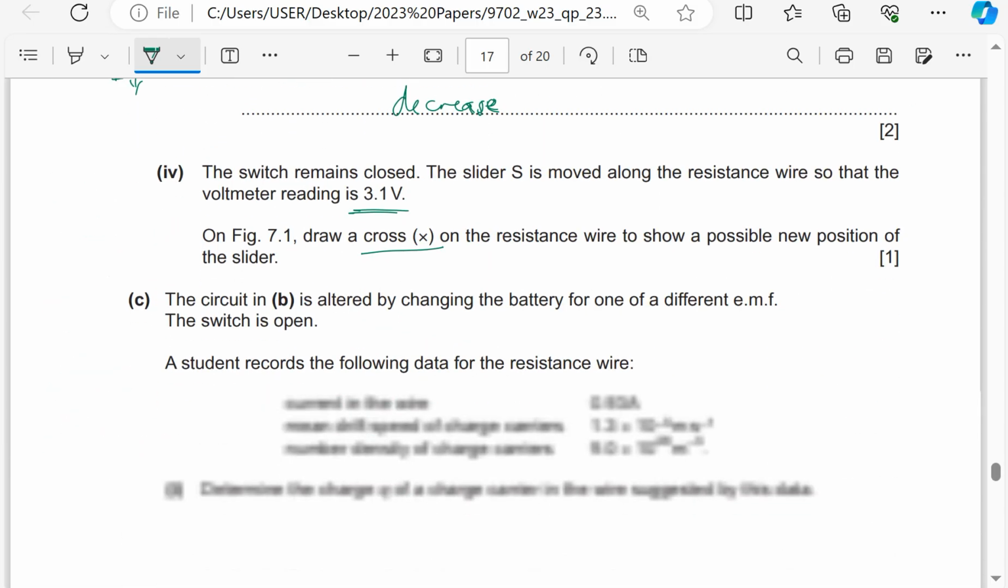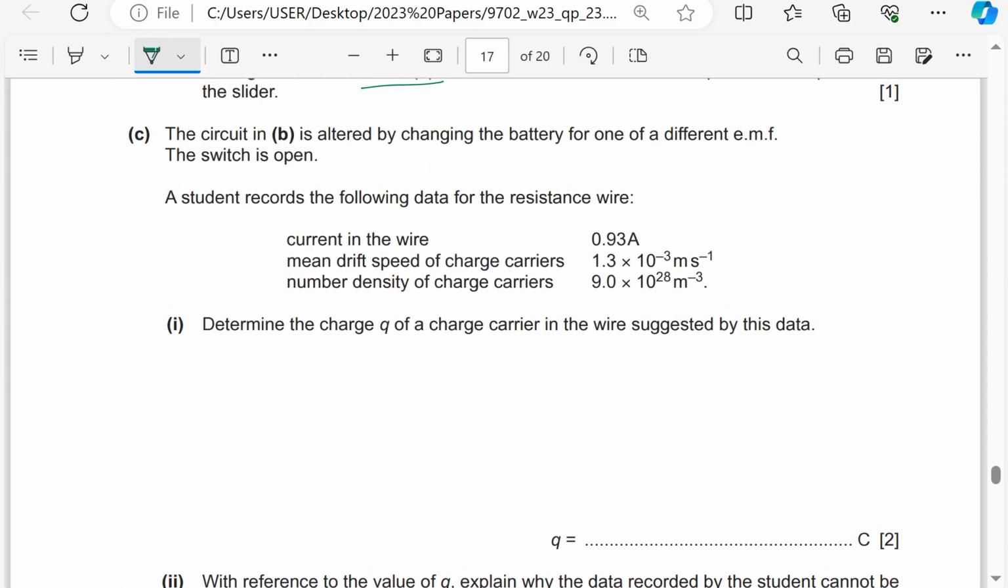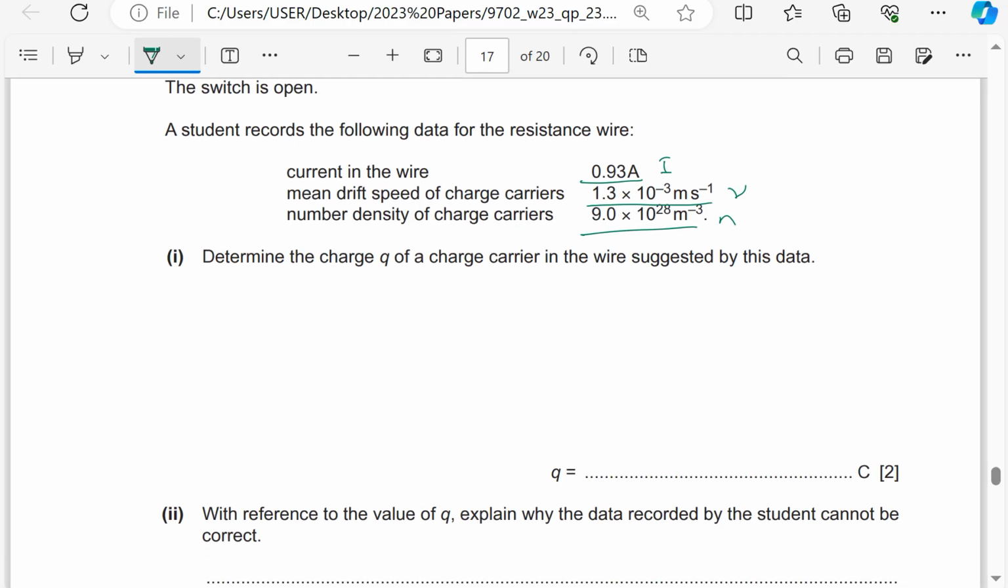Then the circuit in B is altered by changing the battery for one of a different EMF. The switch is open, so that means the fixed resistor is out. The student records the following data: the current, that is I, mean drift speed, that is v, number density of charge carriers, that is small n. Determine the charge Q of a charge carrier in the wire suggested by this data.